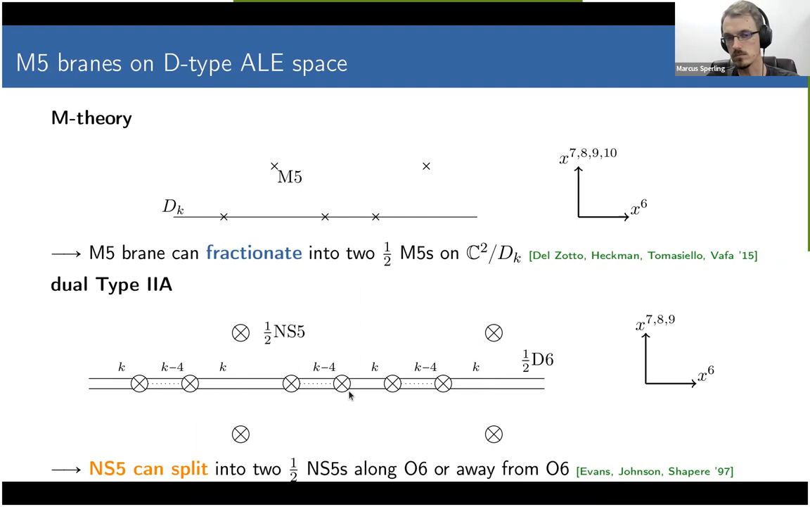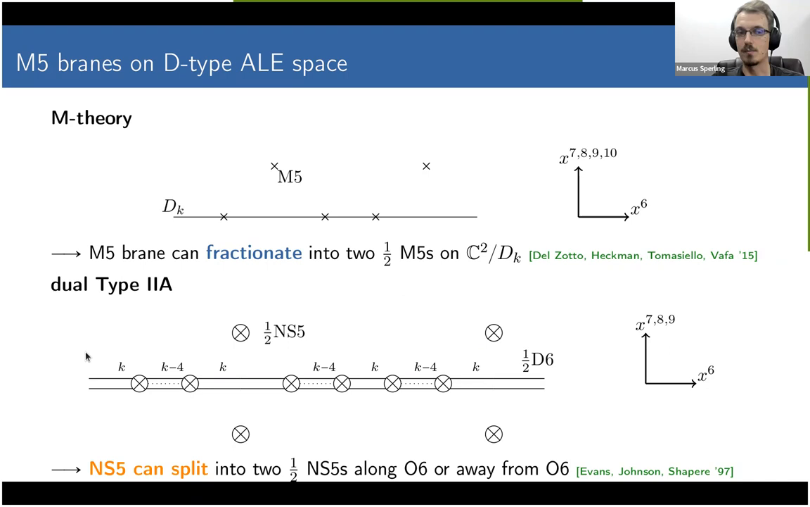Now there's one thing you may already notice: here I have k full D6 branes, and here I have k minus 4 full D6 branes. The reason is that the O6 plane itself carries a charge, which we need to take into account when we determine charge conservation on the NS5. The O6 plus has charge plus 2, and the O6 minus has charge minus 2. So that's why we have this jump. And this is also going to be the source of all evil that is coming up in the next slide.